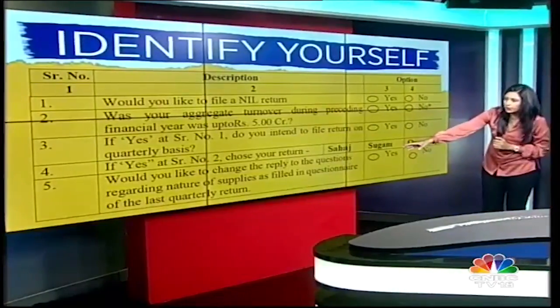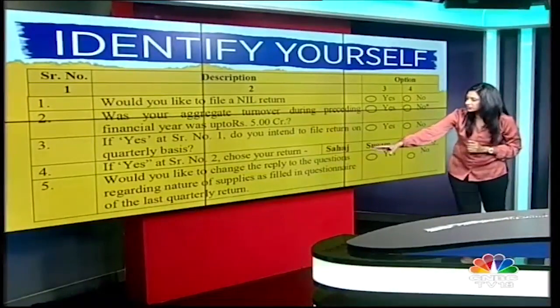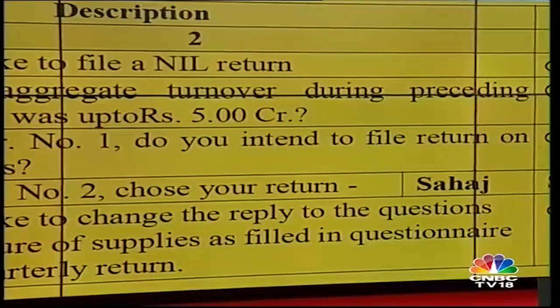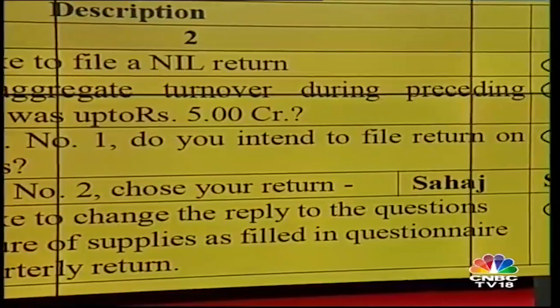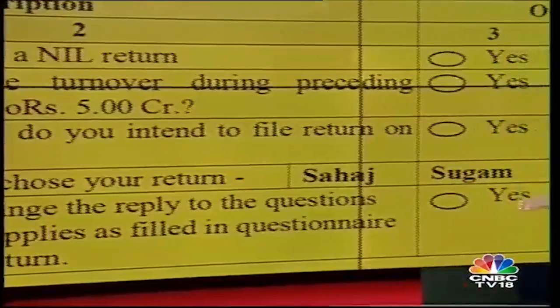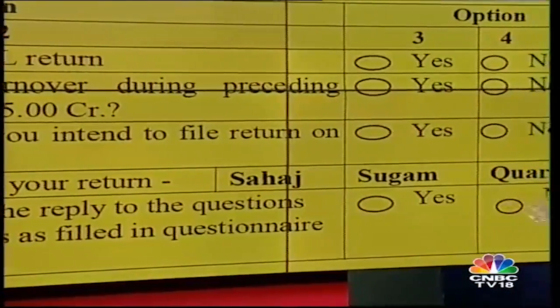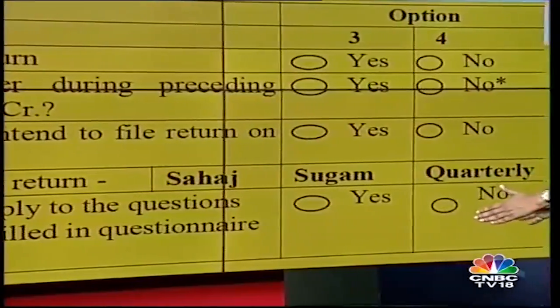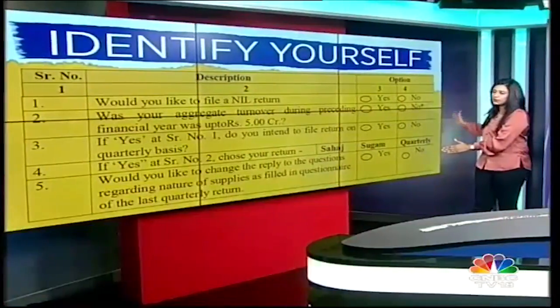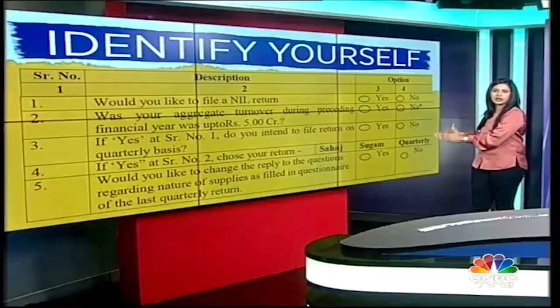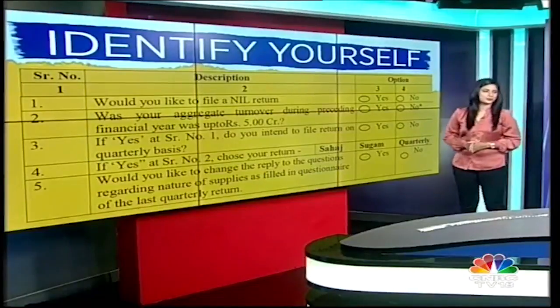Similarly, if you go beyond, then you will see, would you like to change the reply to the questions regarding nature of supplies as filled in the questionnaire? So you can also change your replies when it comes to the nature of supplies, and you can choose accordingly, and this particular direction will take you to exactly the form where you need to file what are the new changes that you're going to do. Okay, this was a big pain point, the fact that you couldn't amend the information that you'd already put in. So this has now been adequately addressed?